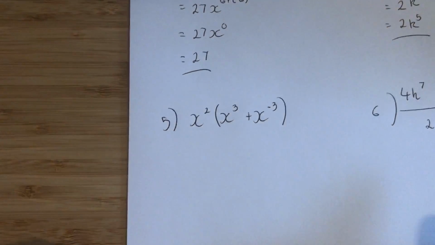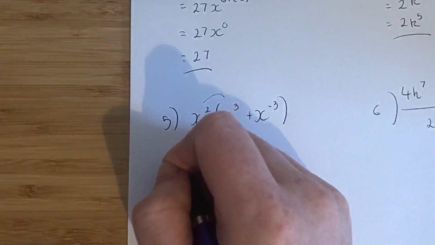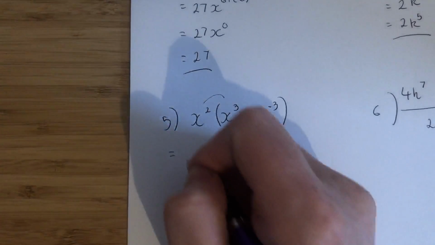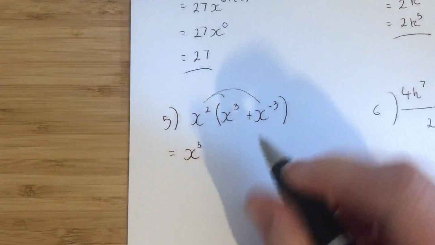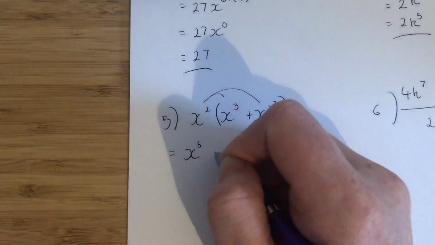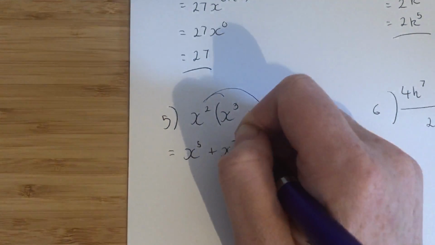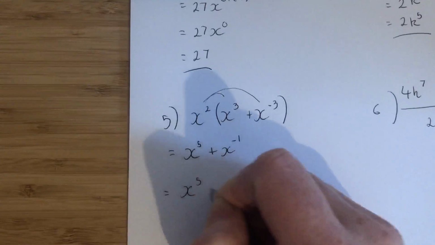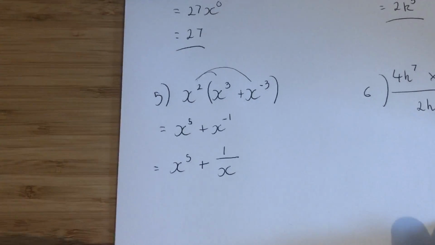Okay, I'm going to do 2 more. This one here I've got a bracket, so we're going to multiply at the bracket. So x squared times x cubed. When you multiply them, you add the powers, so that becomes x to the power of 2 plus 3, which is 5. Then x times x to the power of negative 3. We're going to add the powers. 2 plus negative 3 is the same as negative 1. So as our final answer, we don't want to leave that as a negative power. So we're just going to take it to the denominator and change it to positive.